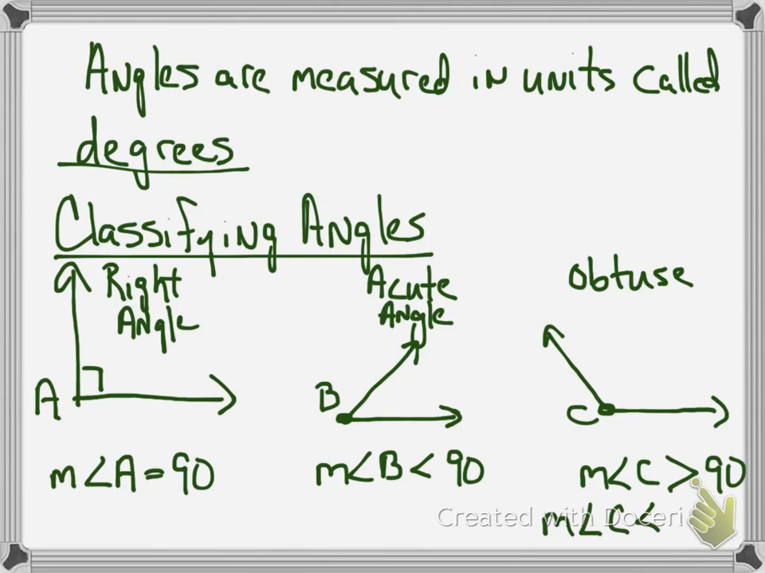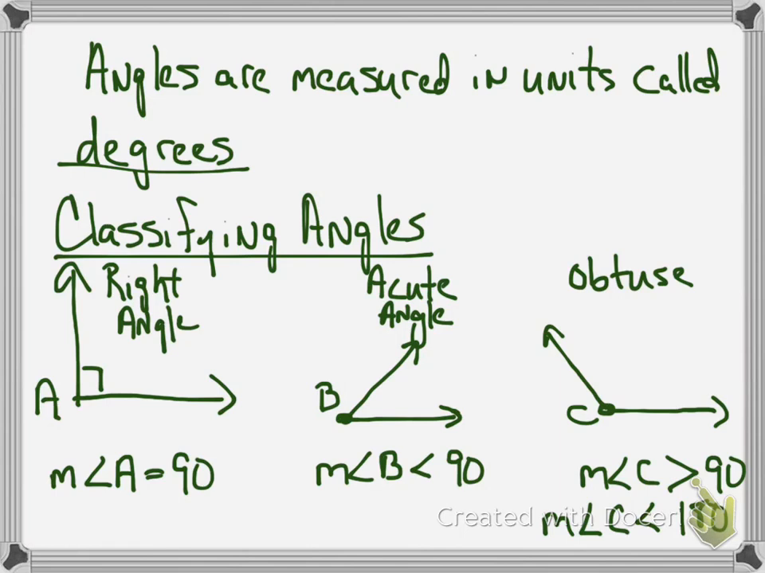Angles are measured in units called degrees, and we can classify them based on those degrees. We can have a right angle, which is equal to 90 degrees. We can have an acute angle, which is less than 90 degrees. And we can have an obtuse angle, which is more than 90 degrees but less than 180. So keep that in mind. Angles are measured in units called degrees, so don't forget that.